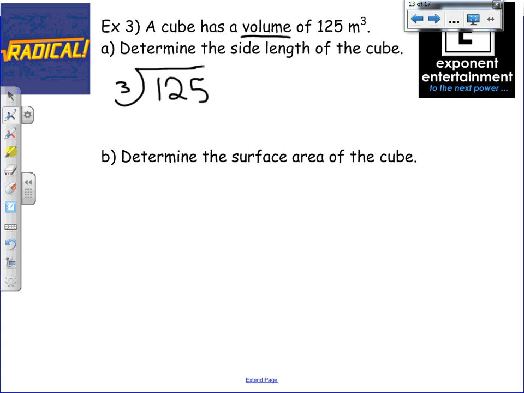Determine the surface area of the cube. A little bit harder. Use the information you just calculated. We know that this is one side length. So what do we do, Carter? Got it? This is equal to 5?